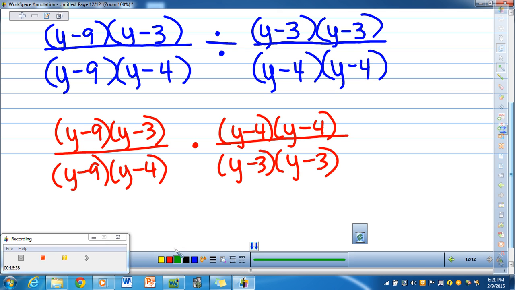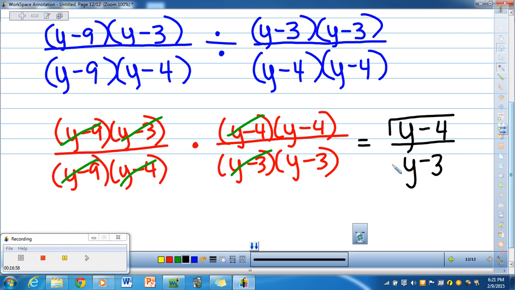All right, let's start looking for common factors and doing some canceling. We can cancel our y minus 9s, we can cancel our y minus 3s, and our y minus 4s. All together, we're left with y minus 4 over y minus 3.